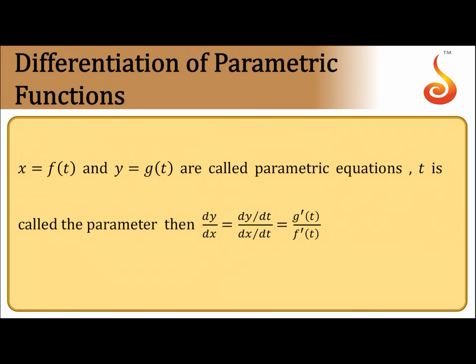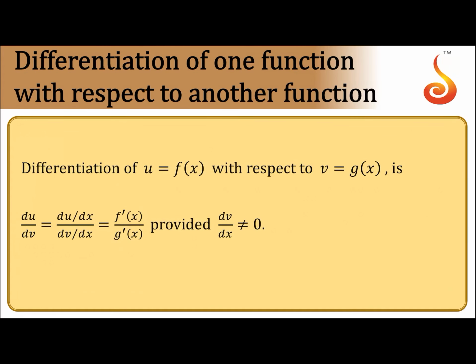And then parametric differentiation. So how do you find the parametric differentiation? When x equals f of t, y equals g of t, dy by dx is nothing but the derivative of g by the derivative of f, dy by dt by dx by dt. Derivative of one function with respect to another function: u is a function of x, v is a function of x, then the derivative of u with respect to v is given by f dash of x divided by g dash of x. That means d by dx of f of x by d by dx of g of x.